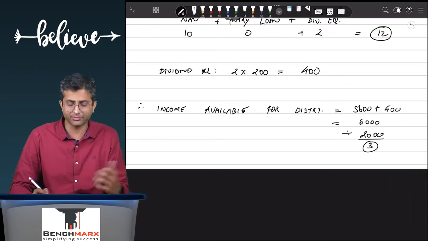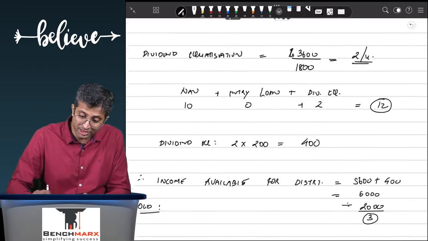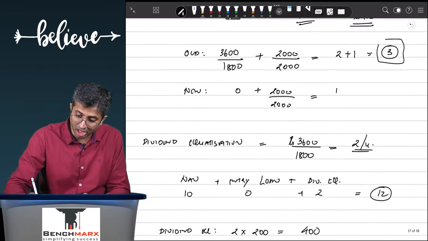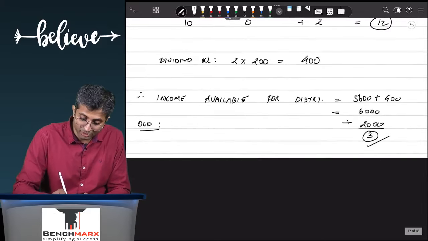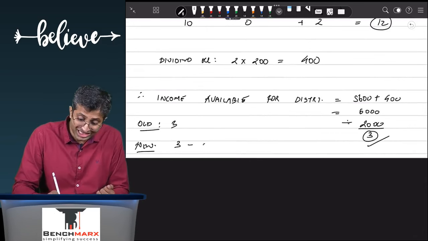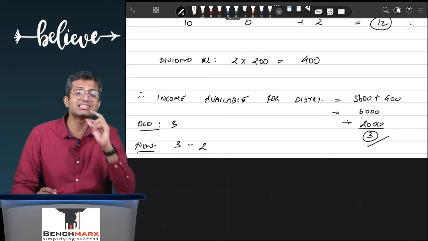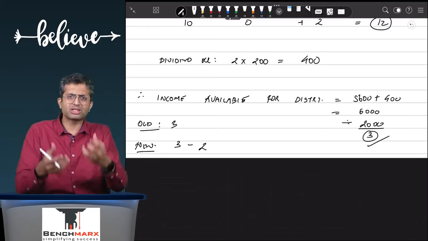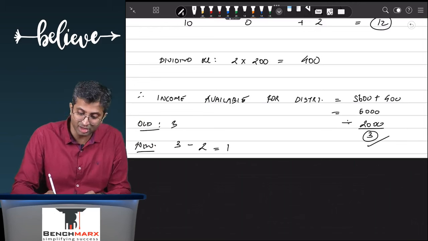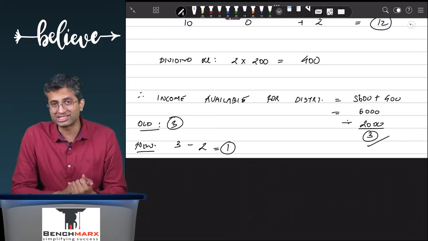Now how does this ensure a fair distribution? For the old unit holders, as we have said, they should have received 3 rupees. Well, they are receiving 3 rupees, and for the new unit holders, they should ideally be receiving only 1, but they are receiving 3. But out of this 3, 2 rupees they themselves have paid earlier. Ideally they should have paid 10, they are paying 12, and hence they themselves have paid the 2, they are recovering the 2, and hence the net dividend for them is 1. So this is the feature of a dividend equalization.